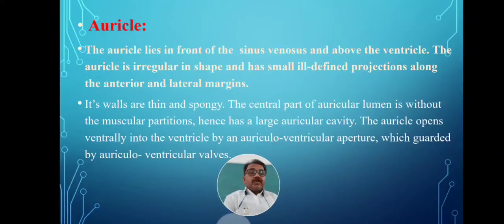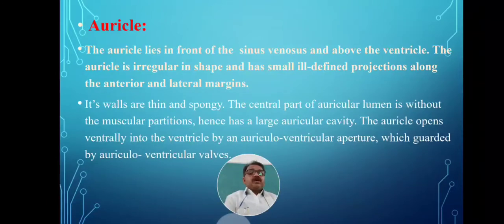This auriculoventricular wall allows blood to flow in only one direction: from the sinus venosus to the auricle, and from the auricle to the ventricle. Once blood enters from the auricle to the ventricle, this wall closes. Backward flow from the ventricle to the auricle is not permitted in the heart. That's why this wall is important.